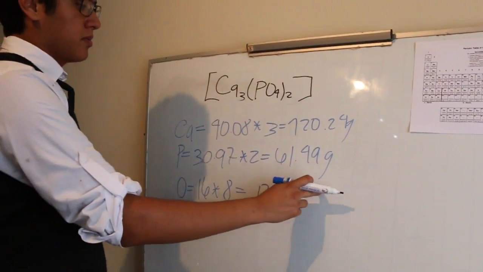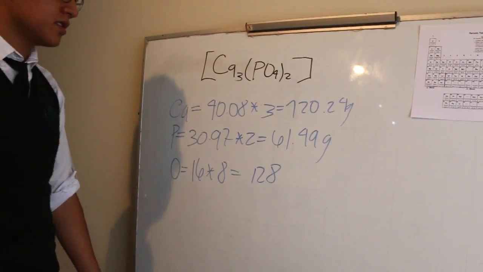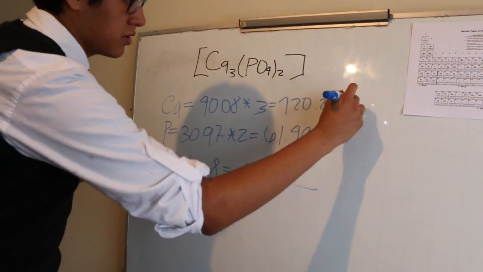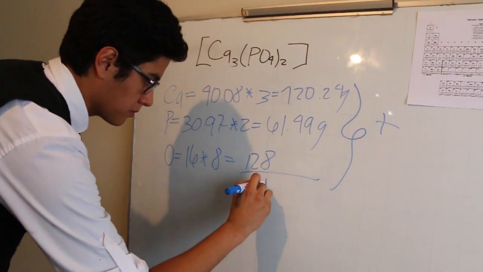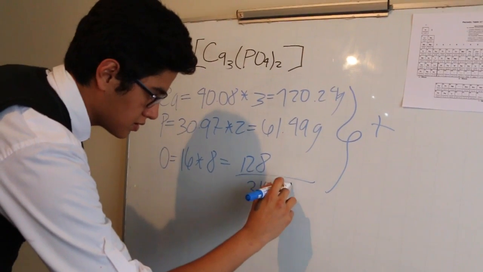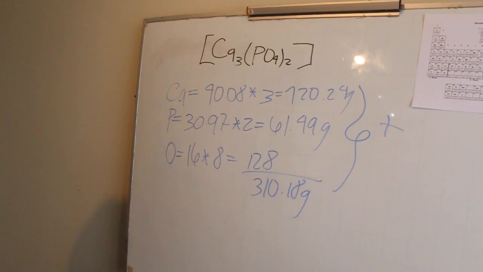Now for our 100%, we already have the mass of each element, so we're going to sum these 3. And this goes to 310.18 grams. The next step is to know the percentage of each element.